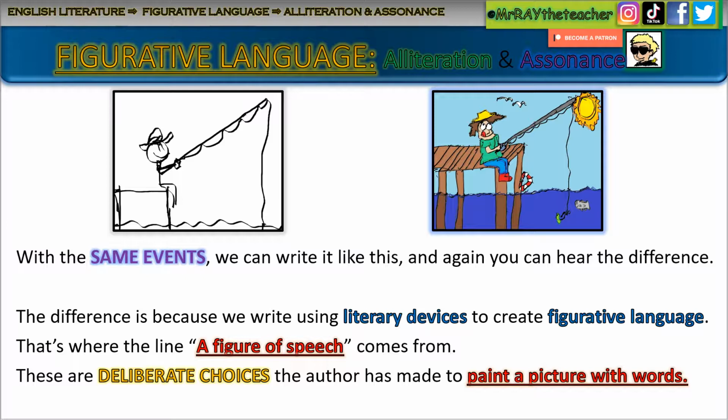Figurative language, painting, you can use paint to make a picture, but you can't exactly write a story and paint it onto someone's head. Those are text. That's word. The medium is like word on paper or on a digital device like a Kindle or something like that. By the way, this isn't sponsored content. I'm just tossing stuff out there. So deliberate choices the author has made to paint a picture with words in your mind.